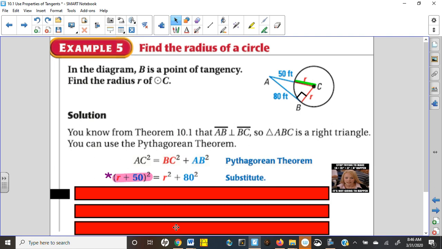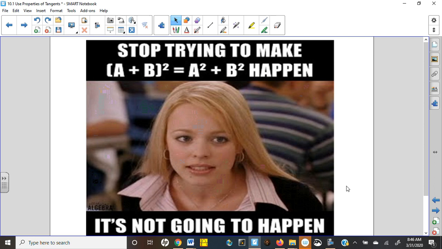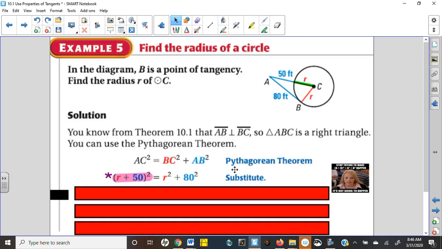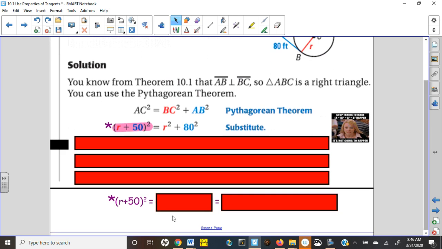So this is all good until people try to square R plus 50. Then we have to remember that if you square a binomial, you don't just square the two parts. So, as the young lady says, stop trying to make it happen, okay? That's not how algebra works, unfortunately. If we go down here, we notice that what we're squaring is not the 50 or the R, but the parentheses. We have to multiply the entire binomial times itself. That means we need to FOIL.